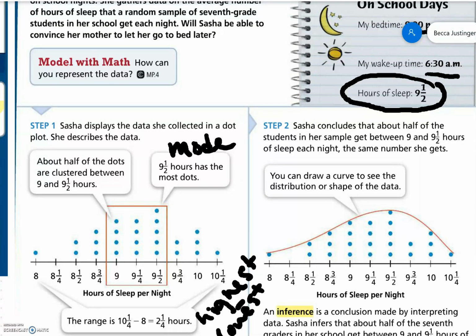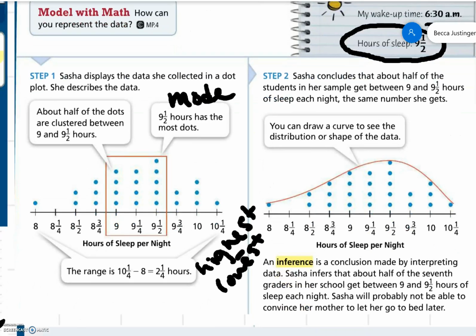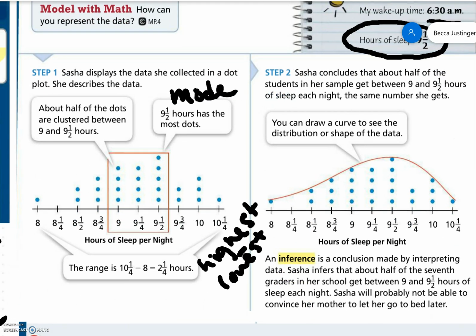Step 2, Sasha concludes that about half of the students in her sample get between 9 and 9.5 hours of sleep each night, the same number she gets. So you can draw a curve to see the distribution of the shape of the data. So everybody gets around the same hours she gets. So an inference is a conclusion. This is one of your vocab words. An inference is a conclusion made by interpreting data.